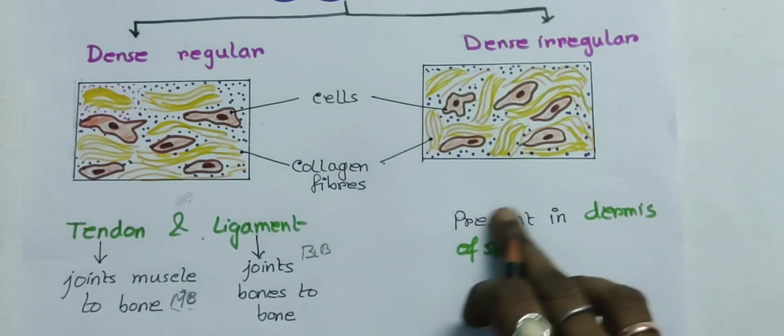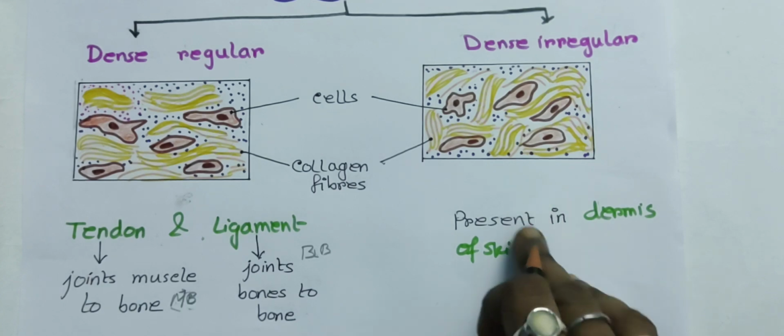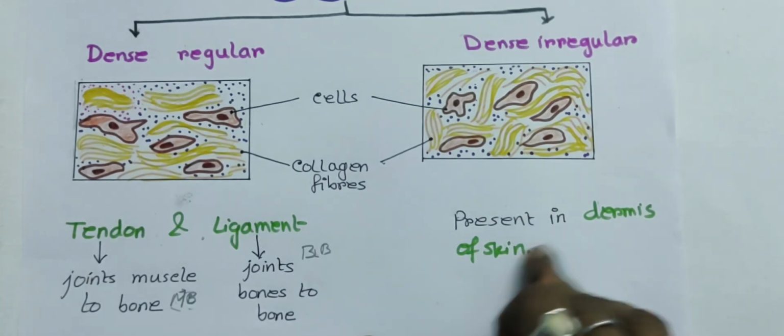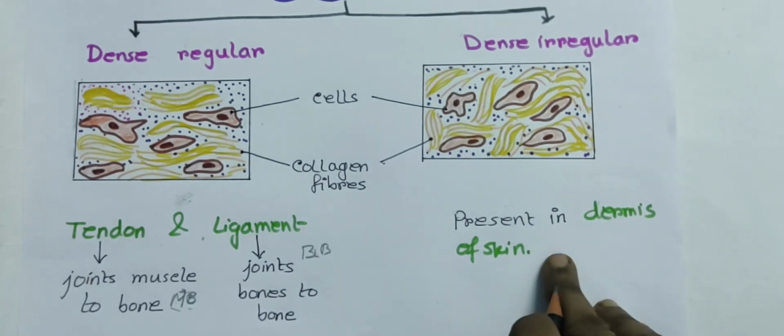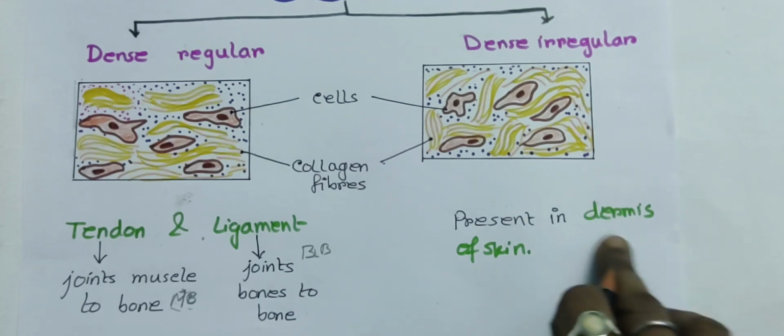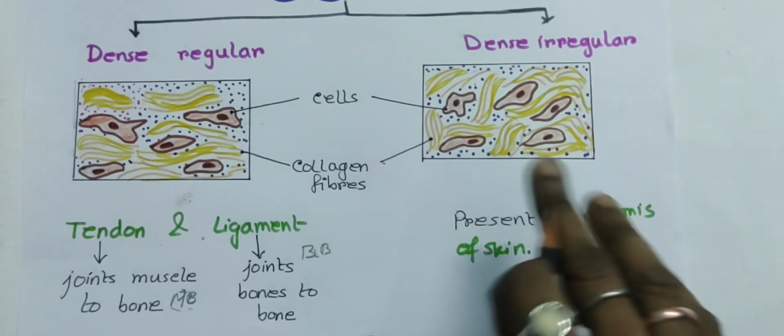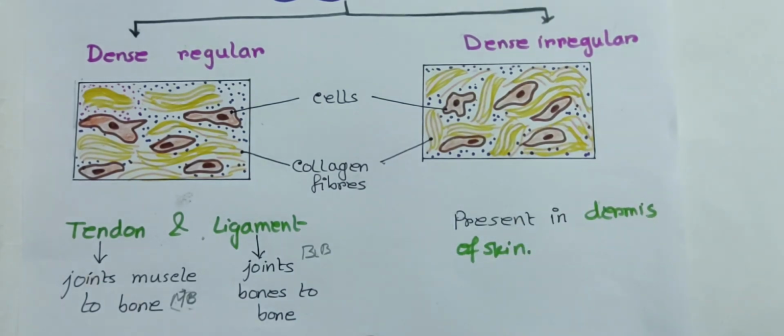Okay. And the dense irregular, that is present in the dermis of the skin. Okay, so dermis is the connective tissue layer. Okay, and epidermis is the epidermal layer. Point to be noted. Dermis is the connective tissue layer.